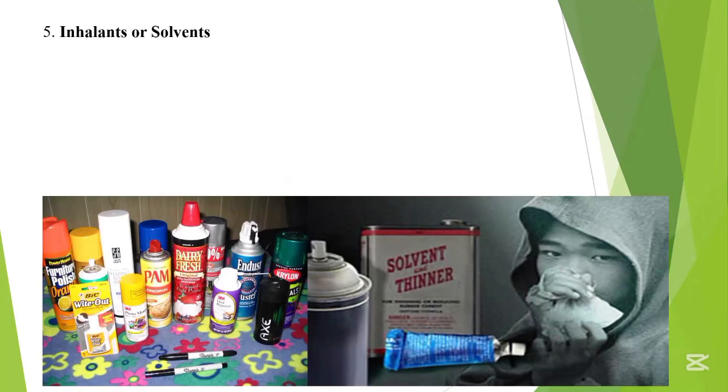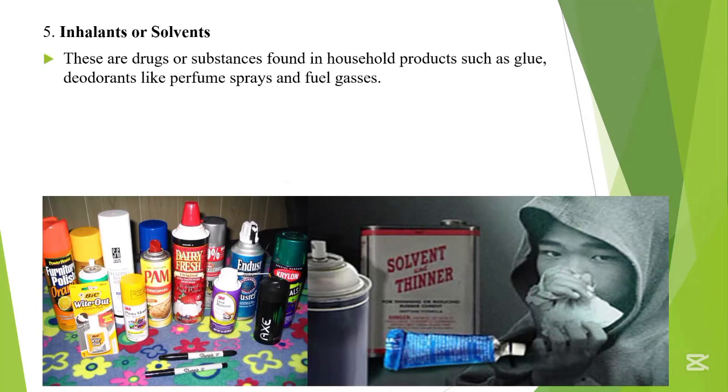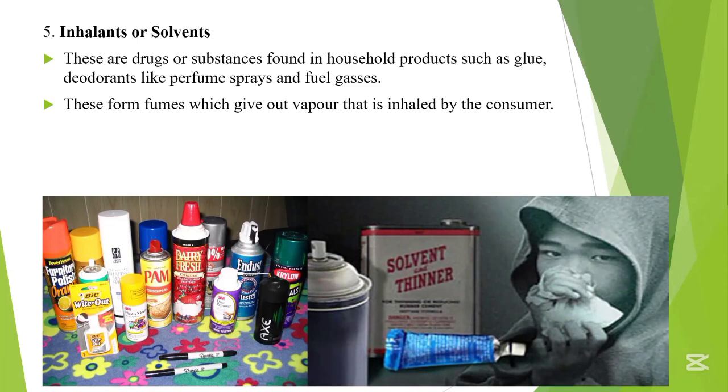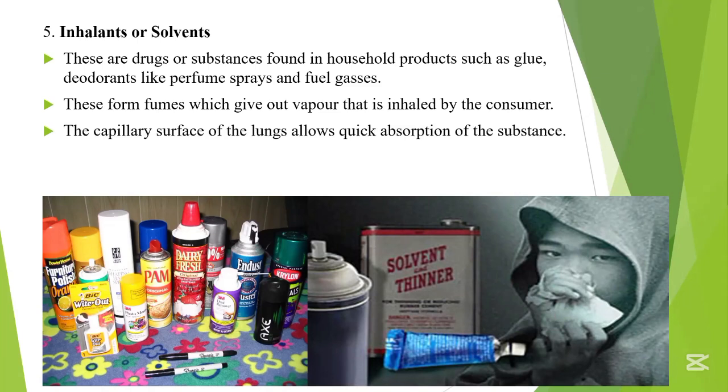Inhalants. Now, inhalants, those of you who pass through the streets of cities and towns, I'm sure you've come across a lot of young people inhaling some substances, inhaling glue, inhaling gas, and so forth. You find that these substances are found in household products such as glue, deodorants like perfume sprays, as well as fuel gases. So these form fumes which give out vapor that is inhaled by the consumer, and the capillary surface of the lungs allows quick absorption of such substances. So entry into the brain is very fast and intoxicating effects are intense.